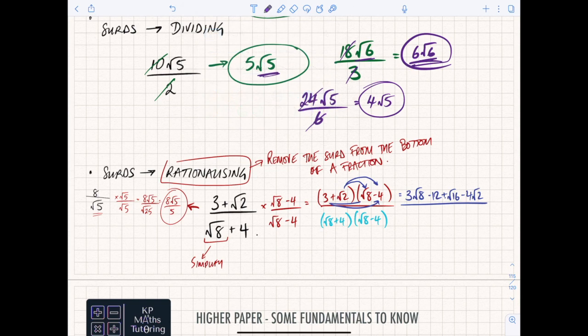Now what we need to do is do the same for the bottom. Root 8 times root 8 is going to be root 64. Root 8 times minus 4 is minus 4 root 8. And then this is why this works. Now we're doing plus 4 root 8. And then 4 times minus 4 is minus 16. You can see here straight away, minus 4 root 8 plus 4 root 8, they cancel out, okay? By cancelling them out, we're now just left with no surds at the bottom.